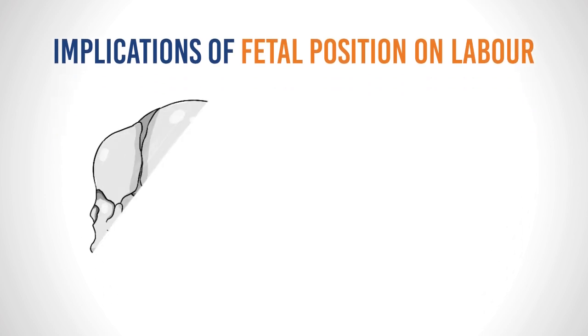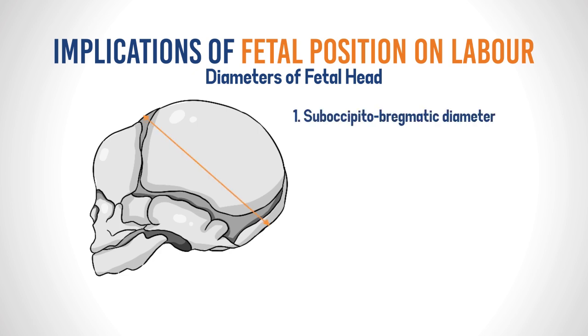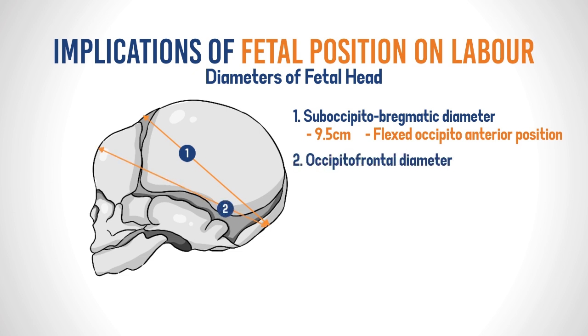To understand the implications of fetal position on the labor process, it is important to know the diameters of the fetal head as shown below. The suboccipitobregmatic diameter, which measures 9.5 centimeters, is the presenting diameter when the fetus is in the flexed occipital anterior position, and this position is most favorable for a vaginal delivery. The occipitofrontal diameter measures 11.5 centimeters and is the presenting diameter when the fetus is in the occipital posterior position. Occipital posterior position is associated with prolonged labor and increased rates of cesarean and instrumental delivery.